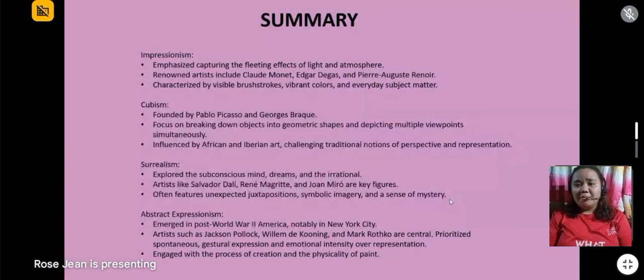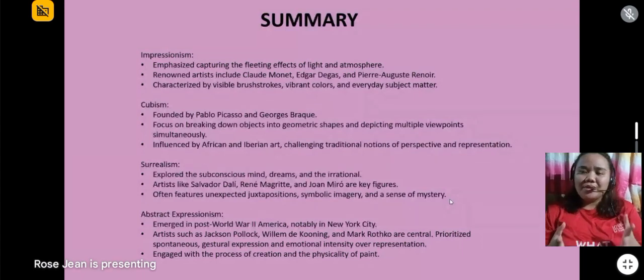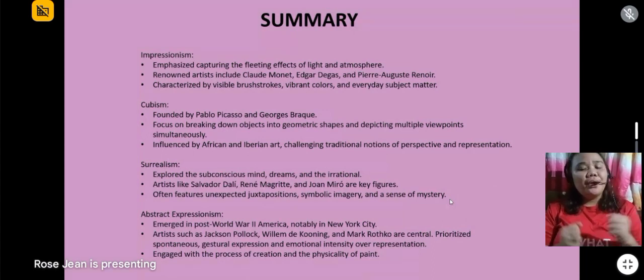This is the summary of the modern art movements, which are Impressionism, Cubism, Surrealism, and lastly Abstract Expressionism.